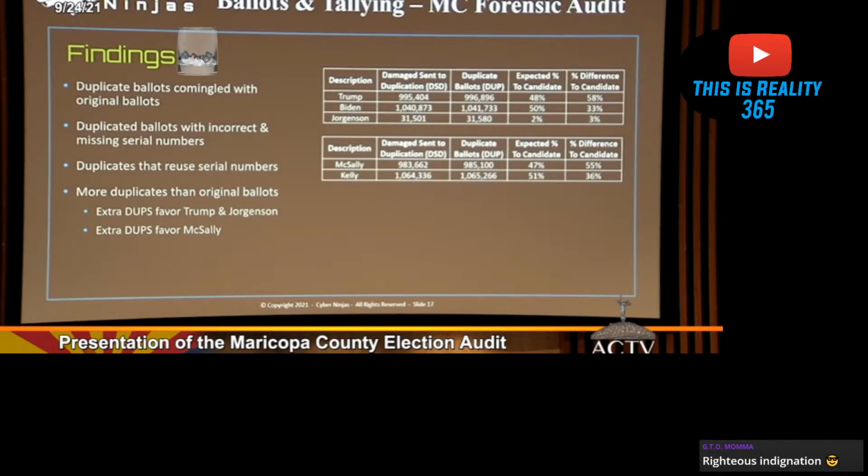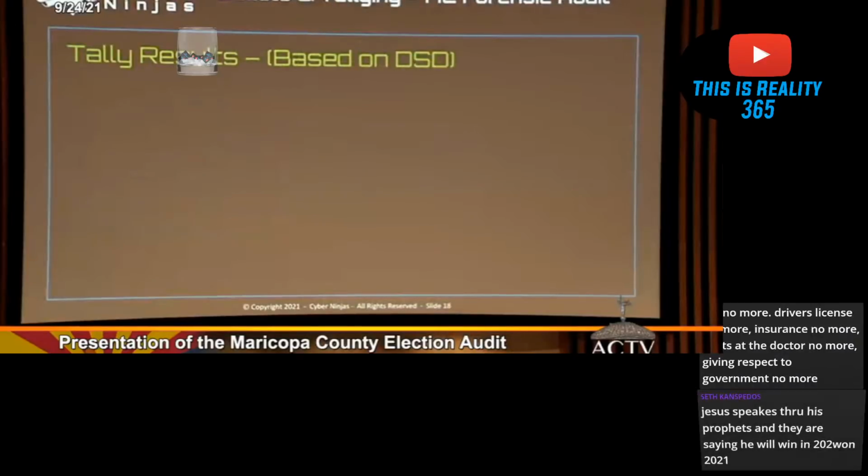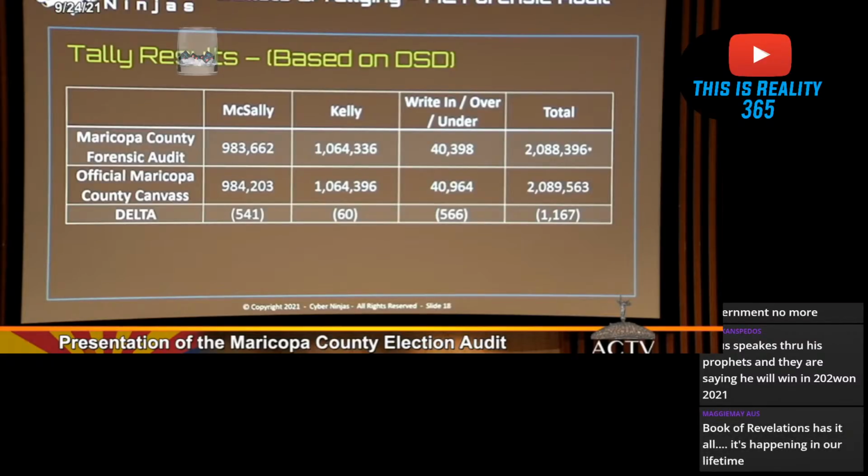Same thing when we take a look at the Senate race, it favors slightly to McSally, not necessarily as much as it does in the other case. Both of these percentages are within the realm of error, of just human error, making mistakes. So if we take a look at our final tally results, and we look at the Senate race, it does look like Kelly still shows up as ahead.